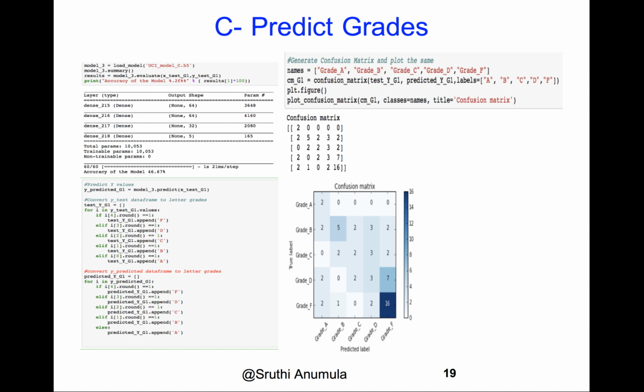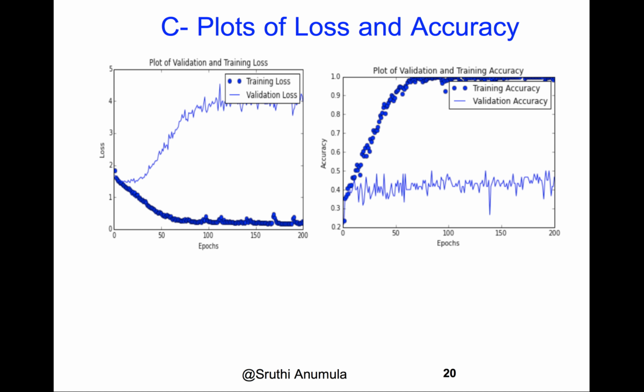Now, I went ahead and evaluated the model with the test dataset. I was able to achieve an accuracy of 46.67%. Next, I converted the results to grade level terms as mentioned in the paper and then generated a confusion matrix. Upon analyzing the results of the confusion matrix, we notice that we are able to classify accurately for 28 samples and the remaining 32 were classified incorrectly. And these are the plots for loss and accuracy.